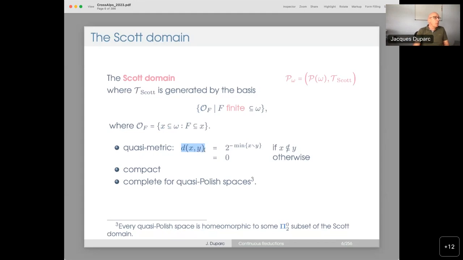You don't have a metric, but you have a quasi-metric. The distance between X and Y, given two sets of integers, is 2 to the minus the minimum integer that belongs to X but does not belong to Y, if this is possible, which means if X is not included in Y, otherwise it's going to be 0. So you see right away that this quasi-metric is not necessarily symmetric. It's compact also, and since the Cantor space was complete for Polish spaces, this one is also complete for quasi-Polish spaces, in the sense that every quasi-Polish space is homeomorphic to some Pi 0 2 subset of the Scott domain. So they seem similar.